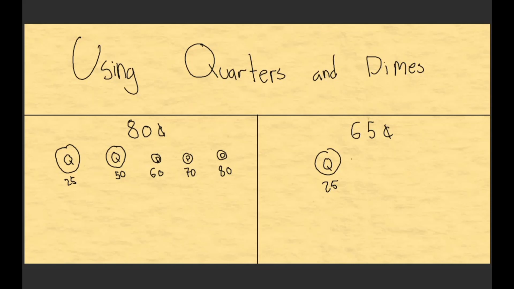So now I can start counting by tens with my dimes. This dime would make it 35. Now I'm at 45, 55, and 65. So I would need 1 quarter and 4 dimes to make 65 cents.